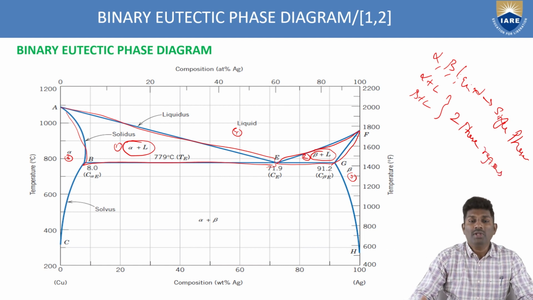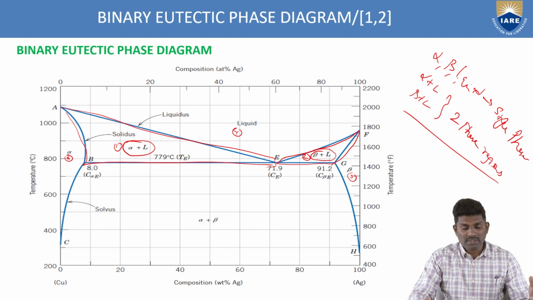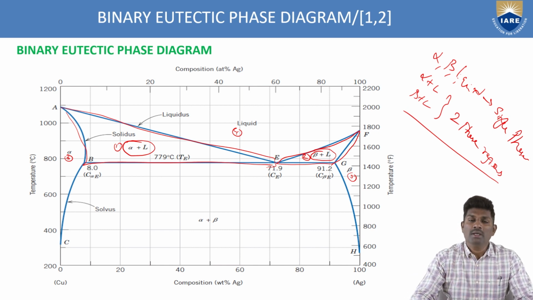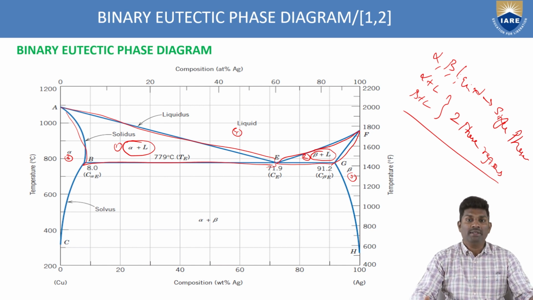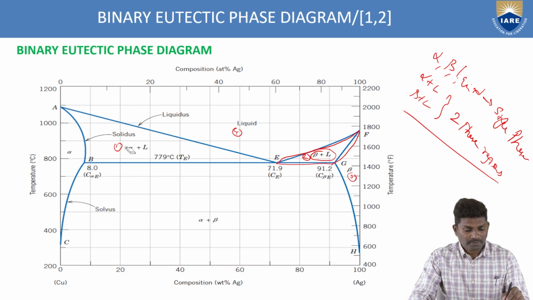Okay, so totally you have three single phases and two double phase regions. The two phase regions are alpha plus L and beta plus L. So this is how you have to draw the phase diagram of any given system. In this system we have taken the example of copper and silver. These are easily melted, that's why it's called a eutectic system.